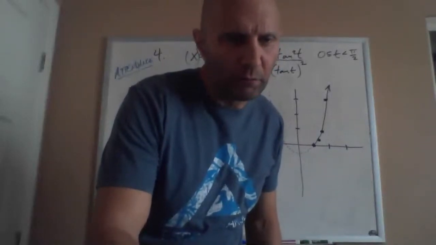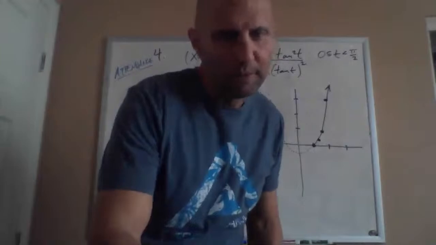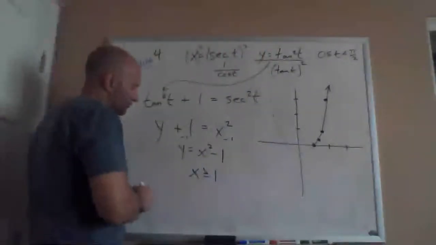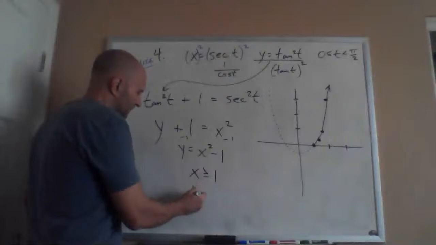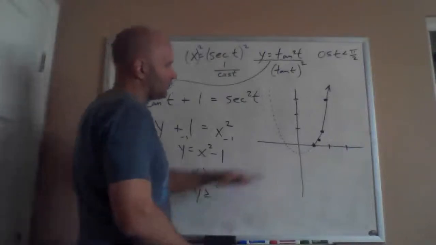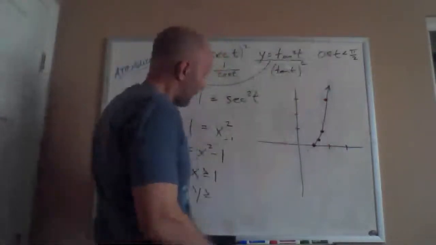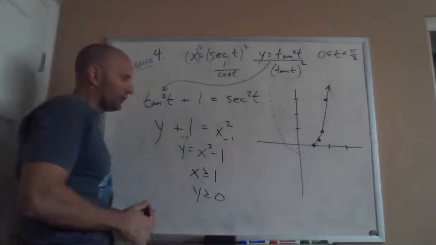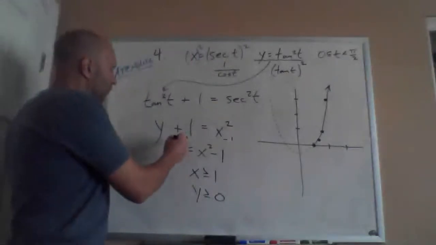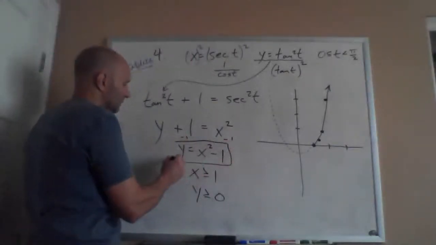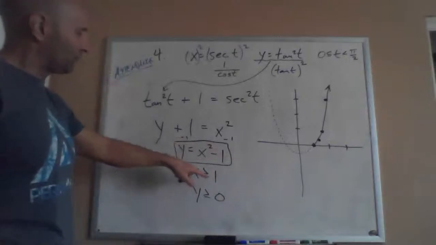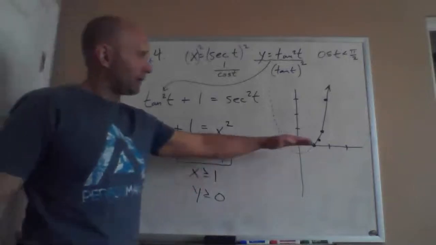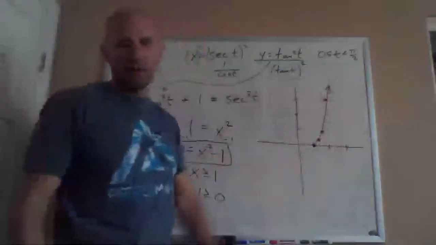Okay, so they also have the restriction for y as well. Once you have one, you don't really need both, but they also want the restriction for y. And what is y greater than or equal to? Well, y is greater than or equal to 0. So it's this equation, but only when x is greater than or equal to 1 and y is greater than or equal to 0. That piece there.